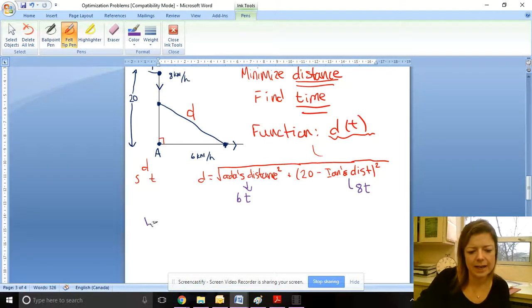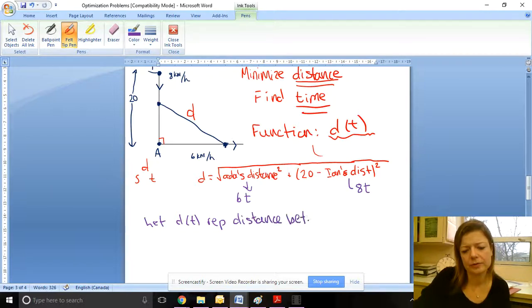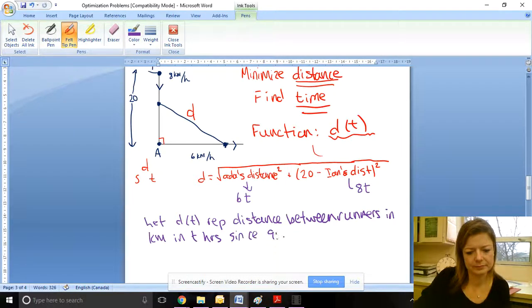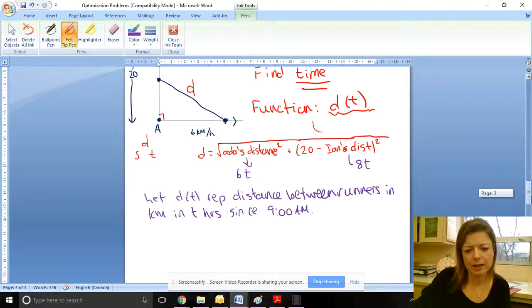So we're going to say let d of t represent the distance between the runners in kilometers in t hours, I think since 9 o'clock, is that what it is? Yeah, since 9 a.m. Okay, so now we're just going to sub in what we know.